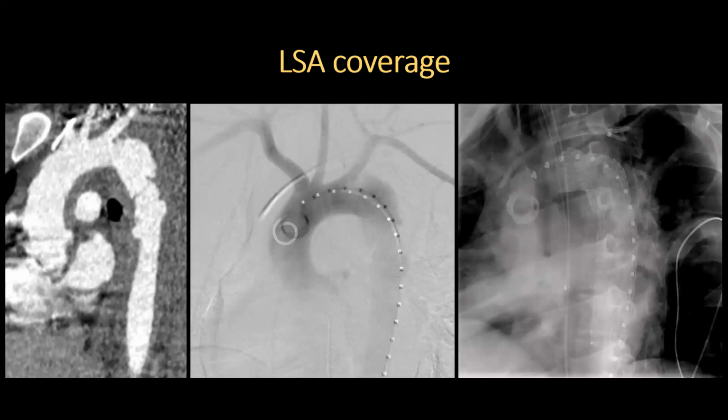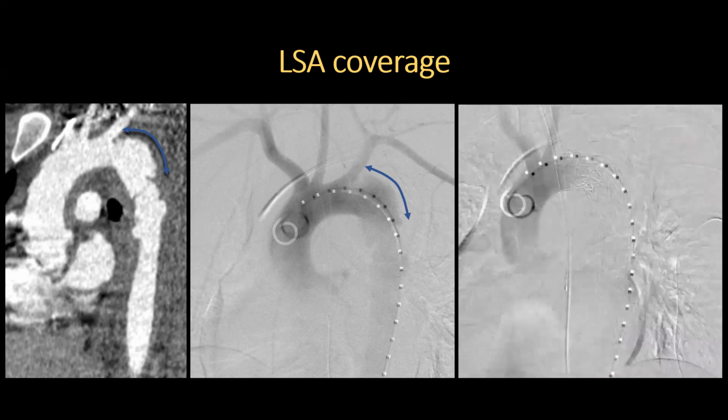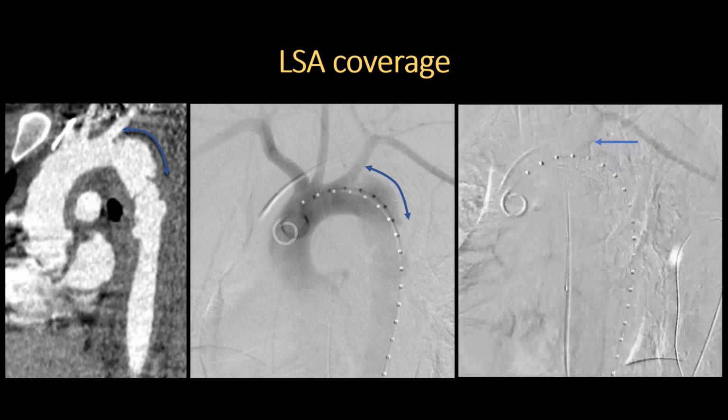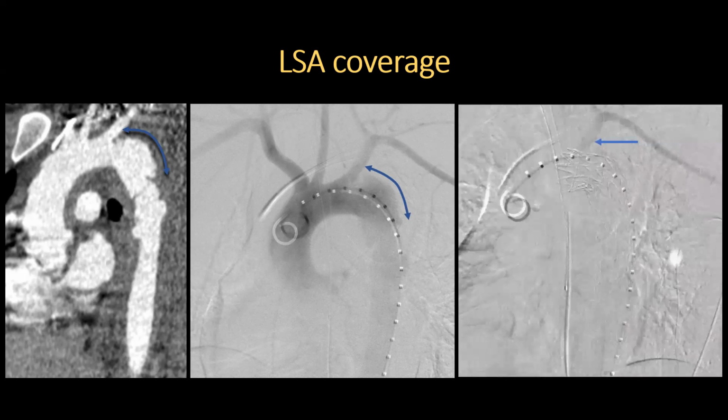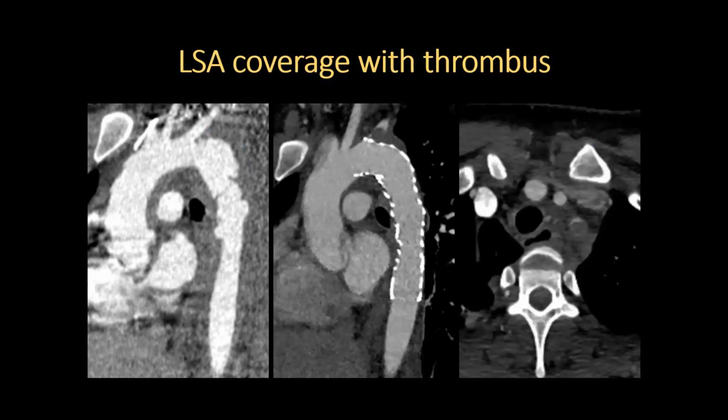Here is an example of left subclavian artery coverage. This patient had multiple traumatic aortic pseudoaneurysms, including one that began just distal to the left subclavian artery takeoff. In order to exclude the pseudoaneurysms, the left subclavian artery was partially covered. On the completion angiogram, we see poor antegrade perfusion of the left subclavian artery with retrograde filling. Now, in follow-up CTA, there is resultant thrombus in the proximal left subclavian artery.